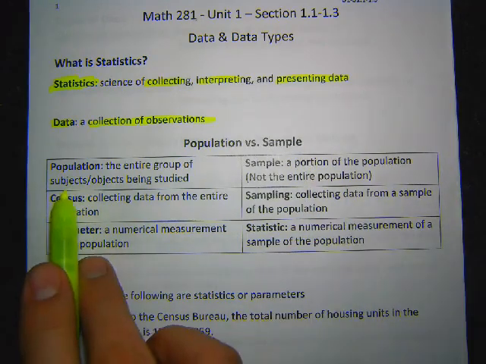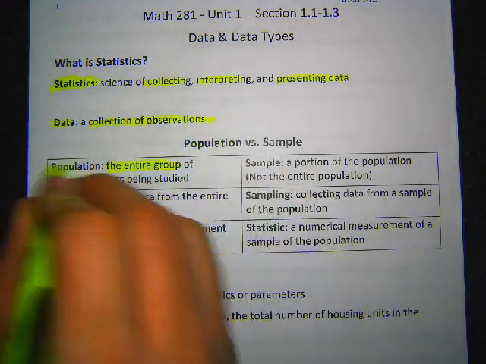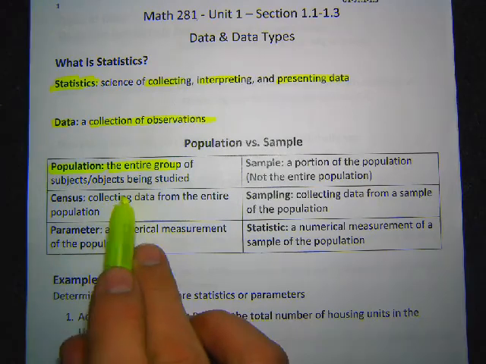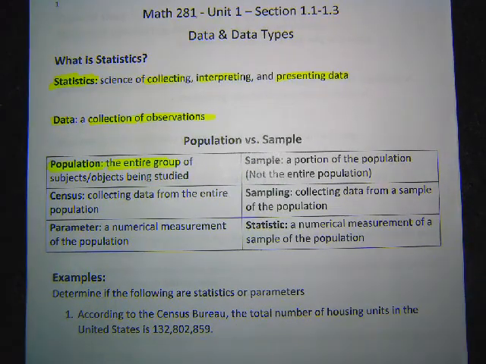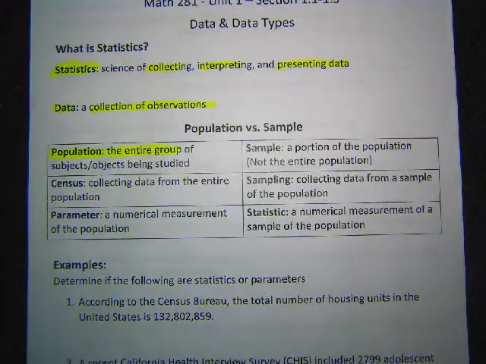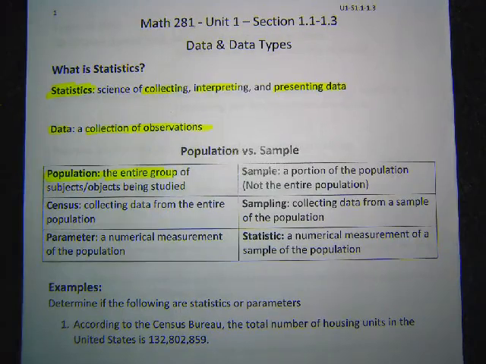So population, again, population is the entire group. That's what you're thinking of when you think of population. So all of the subjects or objects that you're studying. If I'm looking at houses in South Dakota, that could be a population because it's all the houses in all of South Dakota. If I look at the trees in a forest, the population might be the entire forest of trees. That'd be the whole thing.